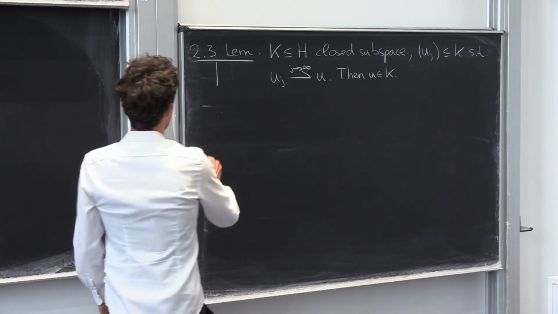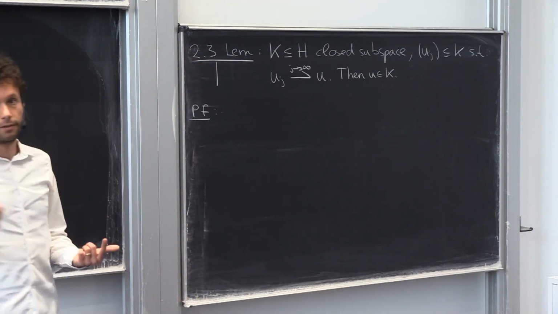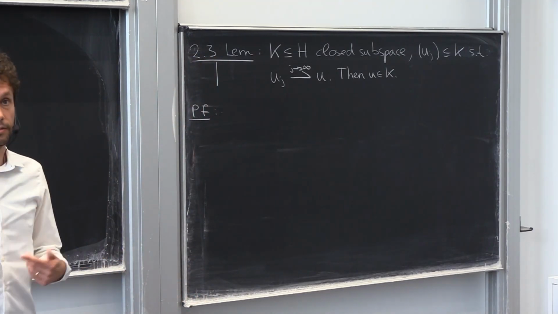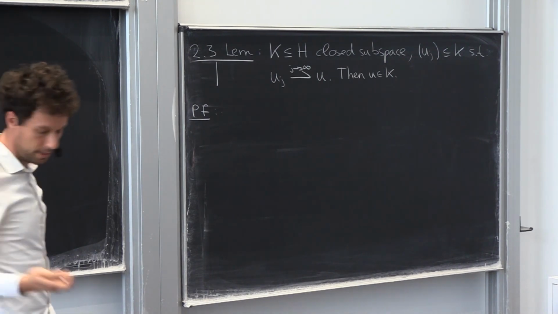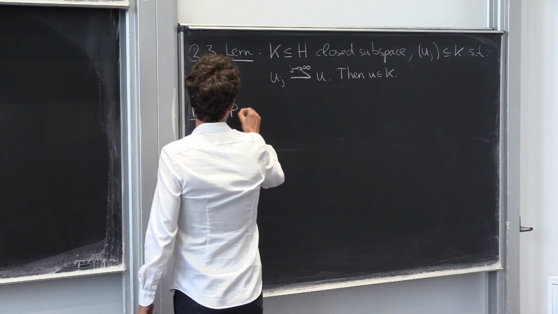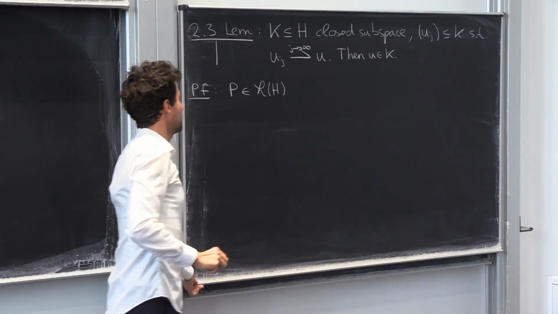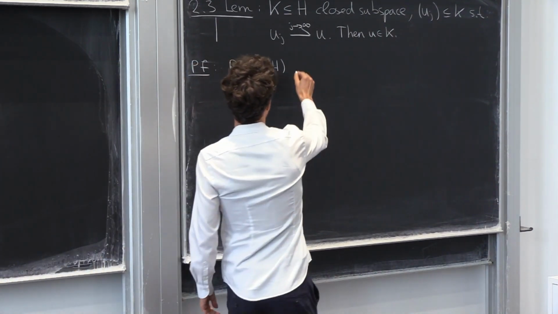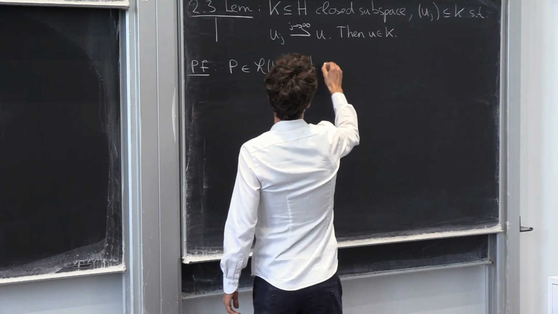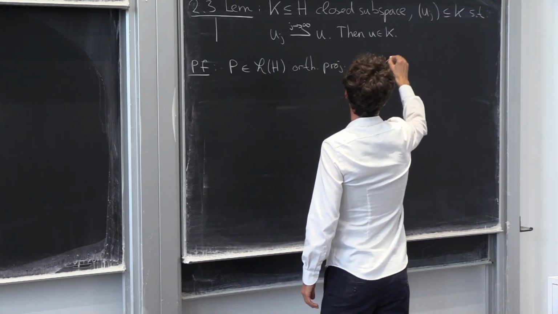Okay. Proof, how does it go? Well, you have a closed subspace, so in particular a closed convex subset of a Hilbert space, so you know that there is an orthogonal projection. Okay, so P in this case is a linear operator, P in L(H). I'm going to call this the orthogonal projection onto K. Okay?